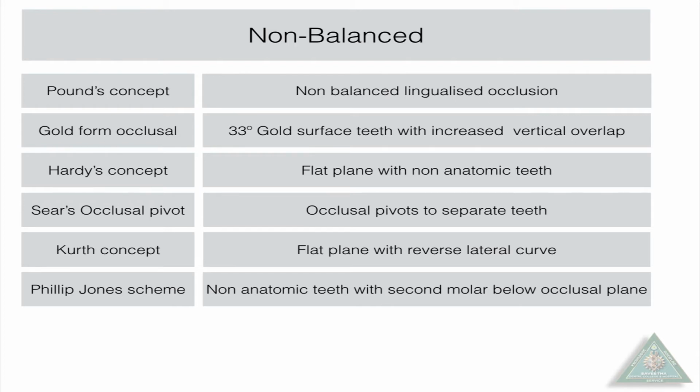Hardy gave a flat plane with non-anatomic teeth, whereas Sears advised the use of occlusal pivots. Kurth's concept involved a reverse lateral curve, and Philip Jones suggested that the second molars be raised by 2 millimeters so that they do not touch the occlusal plane, so that balance is not present.